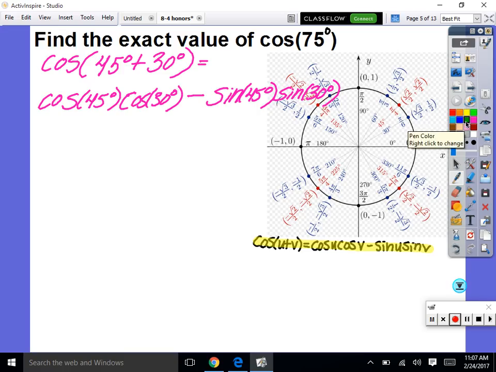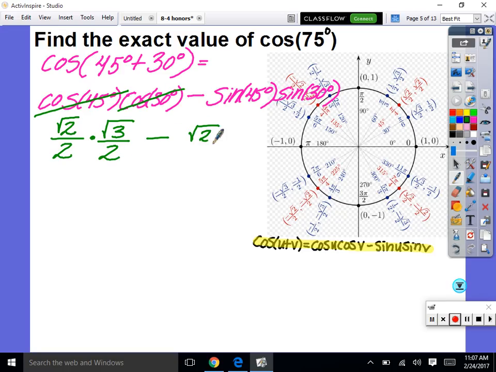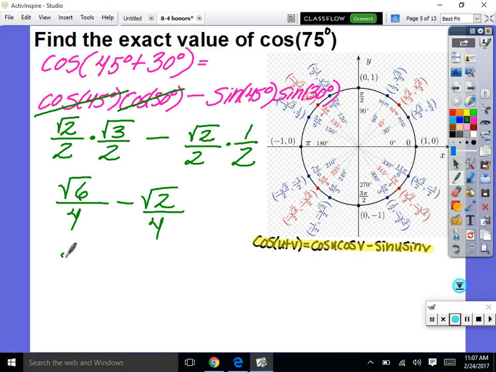So cosine at 45 degrees is root 2 over 2. So we have root 2 over 2, we simplified that, times cosine of 30 degrees, so cosine's x, so times root 3 over 2, minus sine of 45 degrees is root 2 over 2, and then times sine of 30 degrees, which is 1/2. So we have root 6 all over 4 minus root 2 over 4. Because they're a common denominator, we can combine them. We can't combine radicals unless they're like radicals. 6 doesn't simplify. So we have root 6 minus root 2, which can't be combined, all over 4. This is an exact answer.